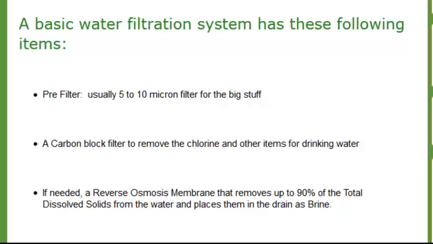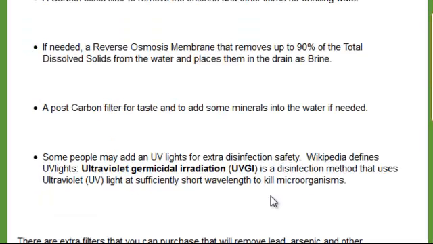Pre-filter, usually a 5 to 10 micron filter for the big stuff. A carbon block filter to remove the chlorine and other items for drinking water. If needed, a reverse osmosis membrane that removes up to 90% of the total dissolved solids from the water and places them in the drain as brine. A post-carbon filter for taste and to add some minerals into the water if needed. Some people may add UV lights for extra disinfectant safety.